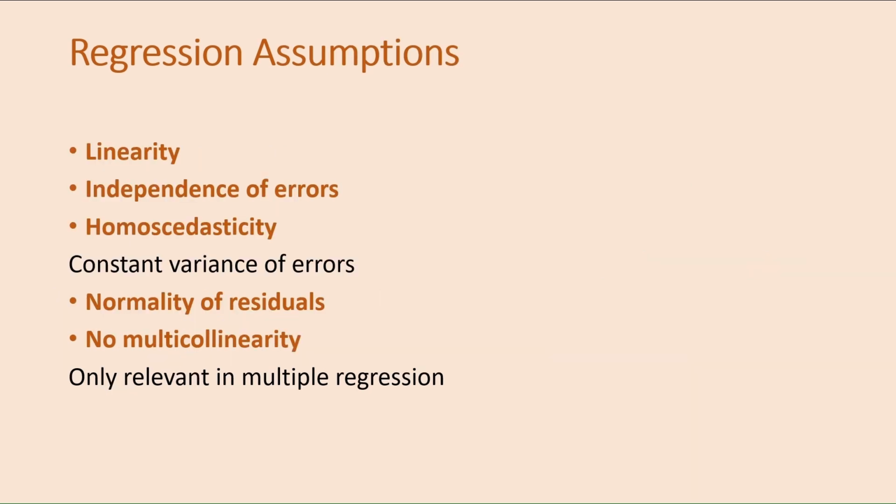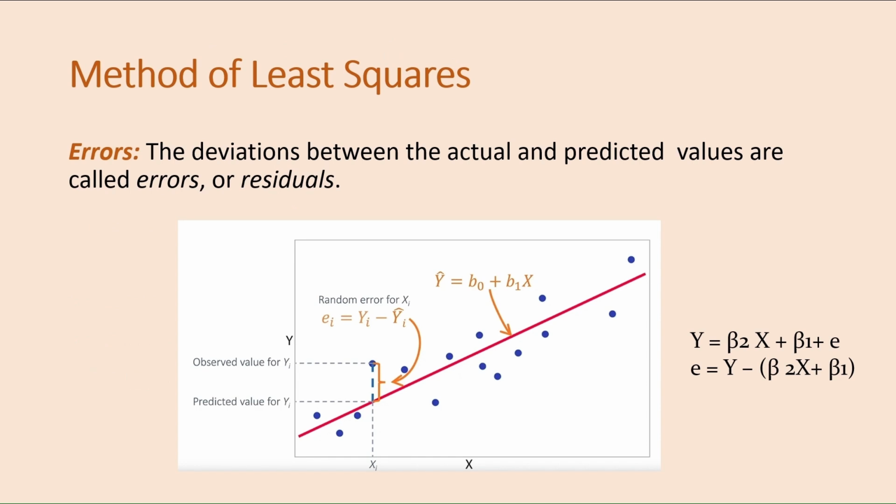There are some assumptions of regression analysis. The first one is linearity between the two variables, the second one is the independence of the error term, the third one is homoscedasticity, which means constant variance of errors, the fourth one is normality of residuals, and no multicollinearity, only relevant in multiple regression. Here we use the method of least squares to find the best fit for the regression analysis.